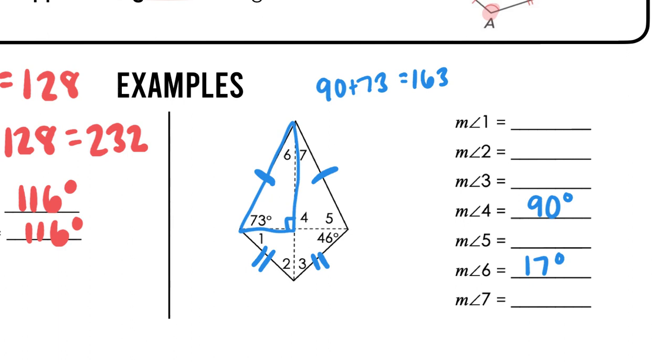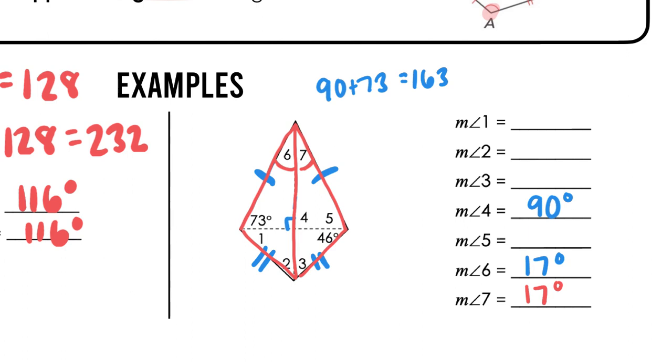Okay, then I have some other stuff going on here. Then these two big triangles, if you think about it, would be congruent by side, side, side, because they share that middle side, and then they have two sets of congruent sides. So those red triangles are congruent. Therefore, if angle 6 is 17, angle 7 also has to be 17.